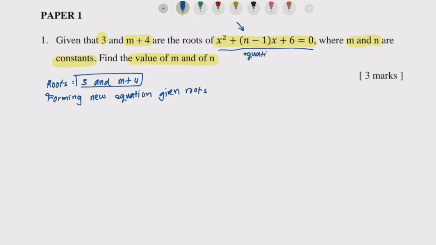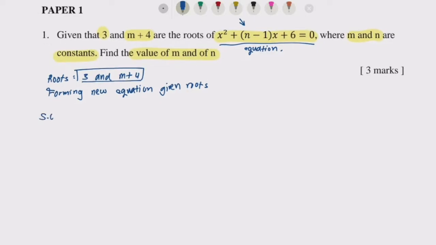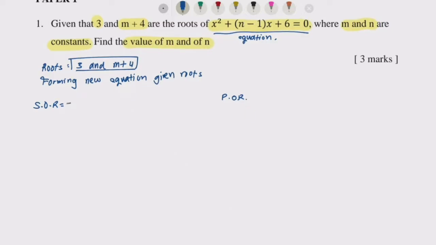In a formed equation, you must have the sum of roots and the product of roots. Let's look at the sum of roots first. The sum of roots in your equation is negative b over a. So negative b over a is also equal to negative n minus 1 over 1. So indirectly it will be 1 minus n.